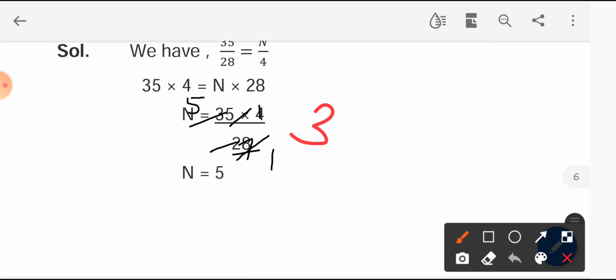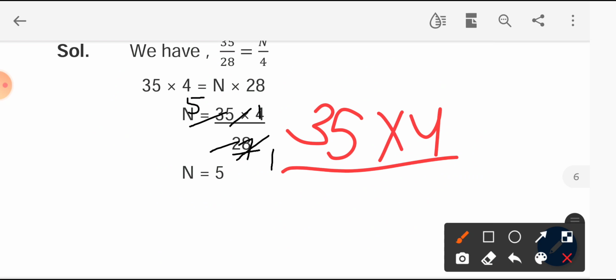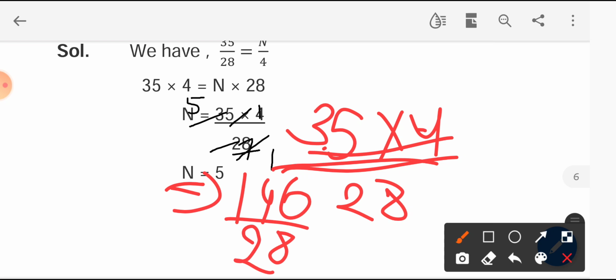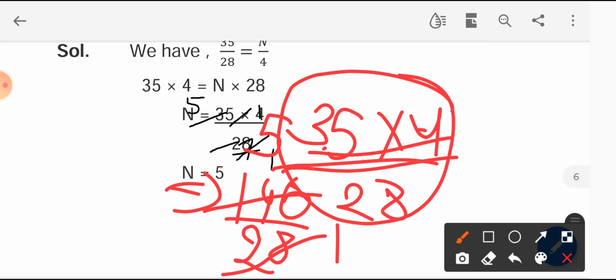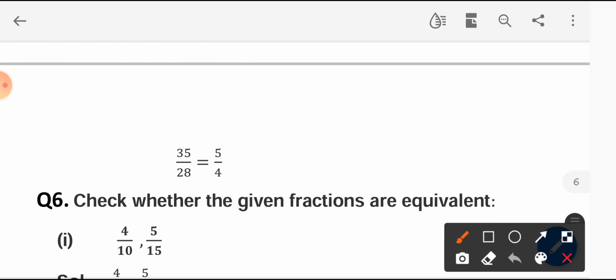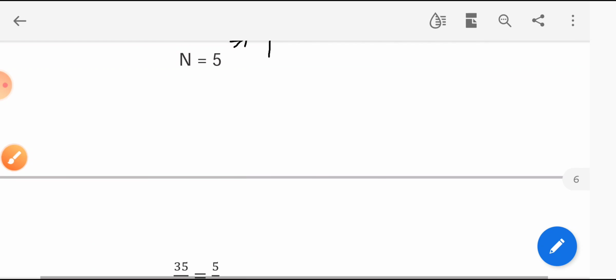Or directly by multiplying also you can find the answer here. First you have to multiply 35 into 4. So 5 fours are 20. It will be 140. After that you have to divide 140 by 28. If you divide, you will get the answer as 5 only. But we can use the short method here so that you can find the answer easily. So the answer is n is equal to 5. So 35 upon 28 is equal to 5 by 4 is the equivalent fraction.